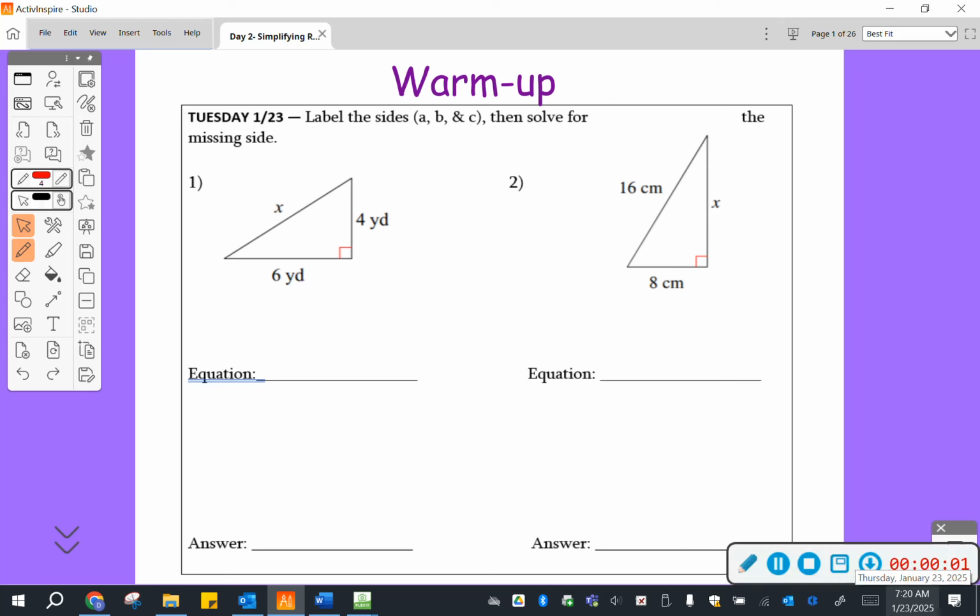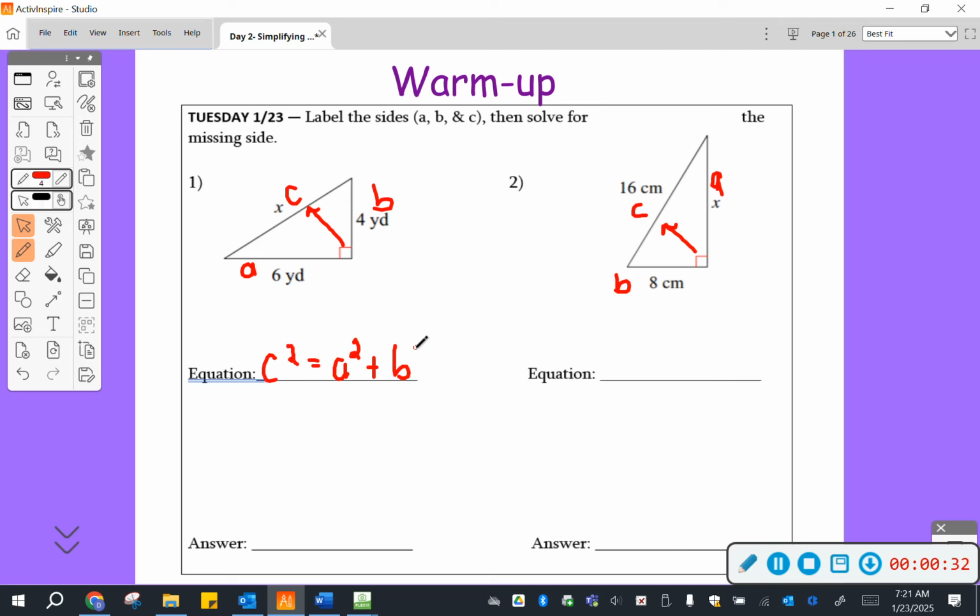Almost a week ago, we learned about the Pythagorean theorem. What did I teach you about it? What's the first thing you need to do? Label. Remember, your C is always across from the 90 degrees. After that, it does not matter which one is A and which one is B. You can move them around or keep them the same. It doesn't matter. And remember, the formula for the Pythagorean theorem is C squared equals A squared plus B squared.